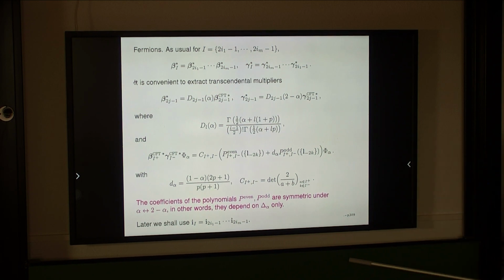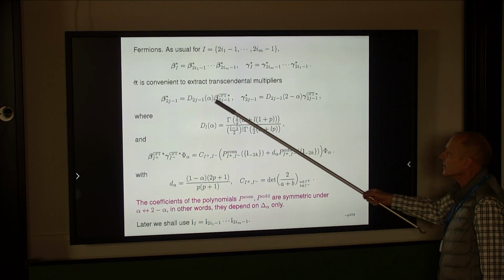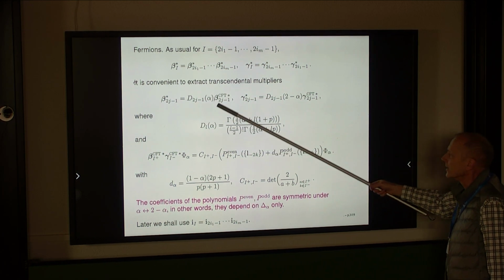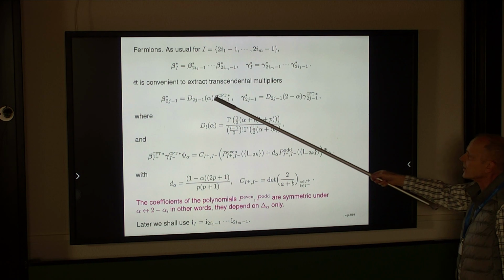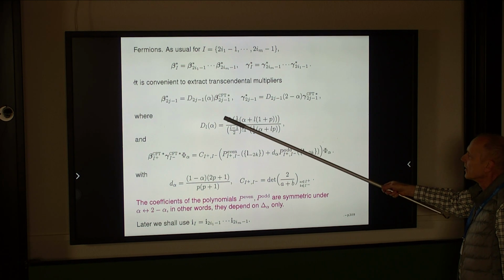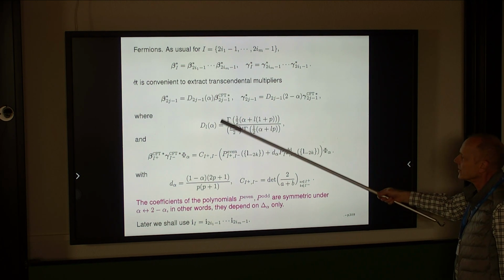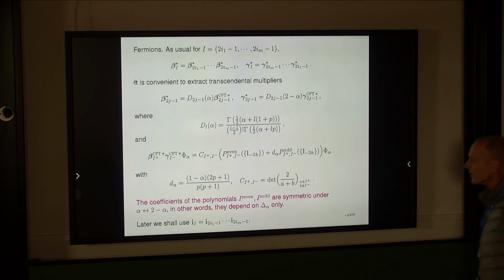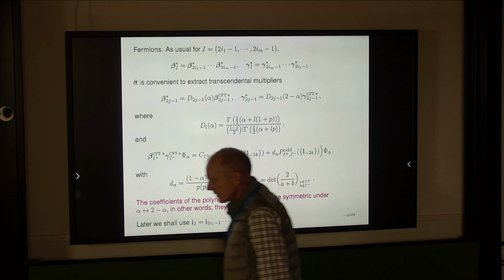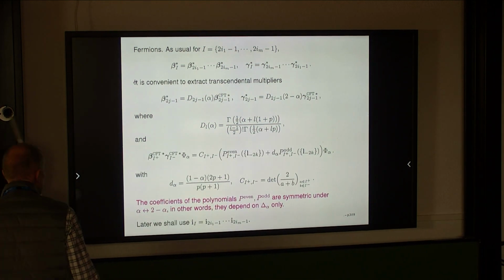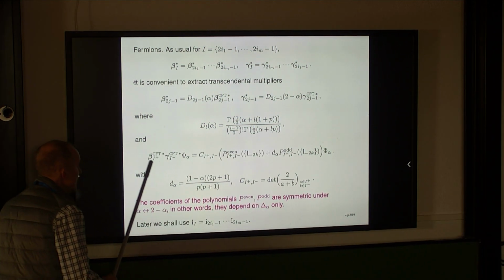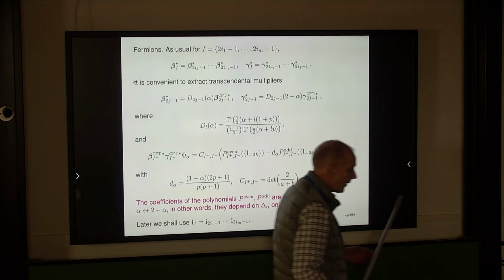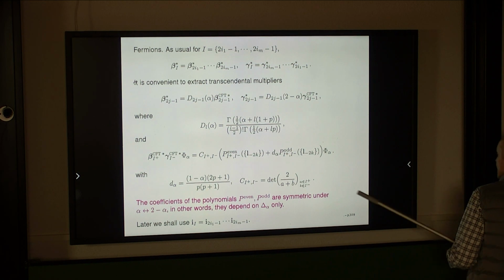First of all, there are some special transcendental functions in the coefficients, so it's convenient to take them out. So this is some gamma function. And if you take it out, then the relation between this fermionic basis and the Virasoro basis must be like that.